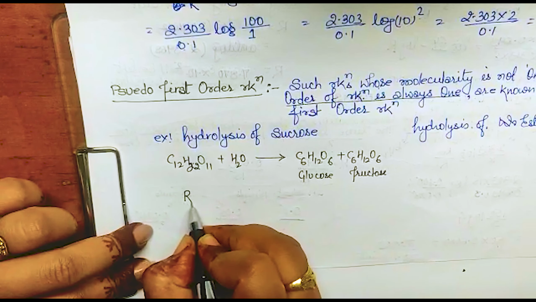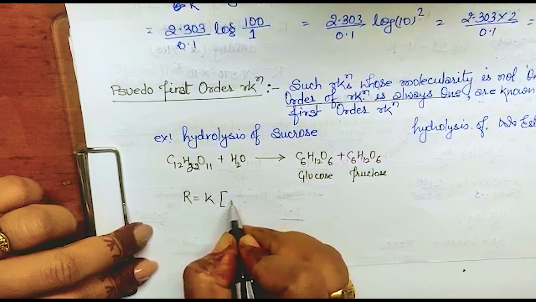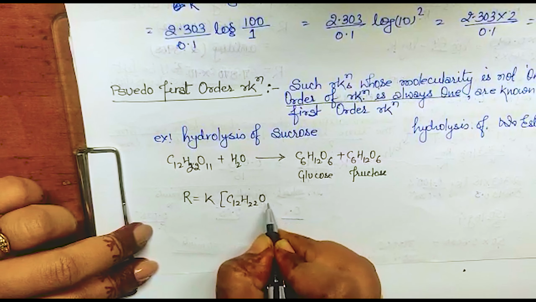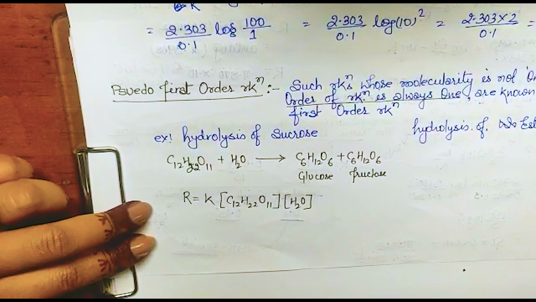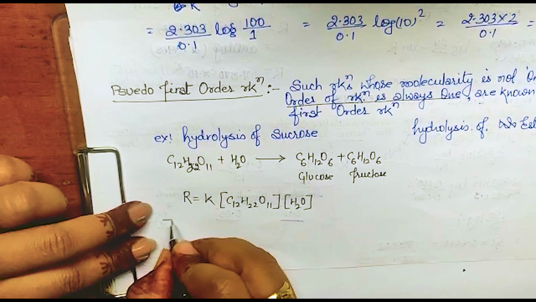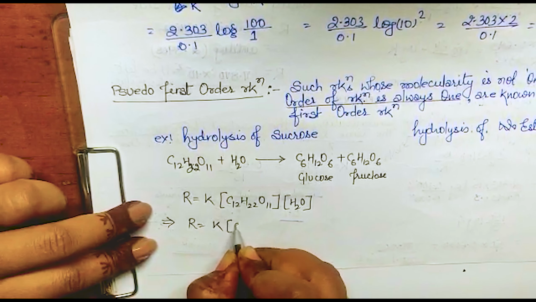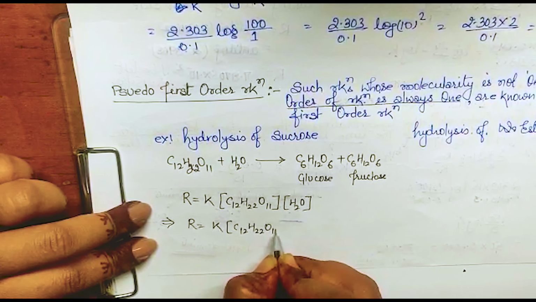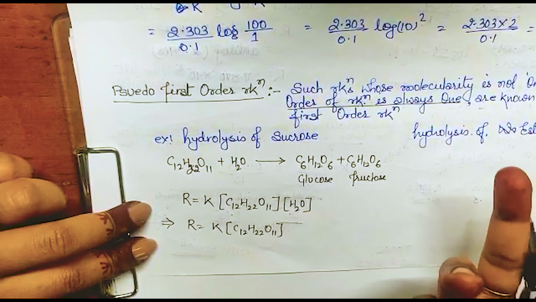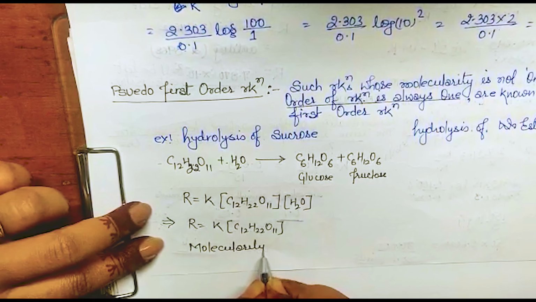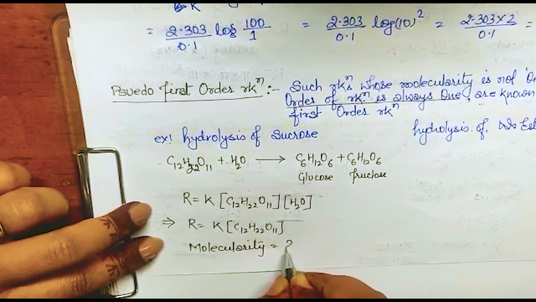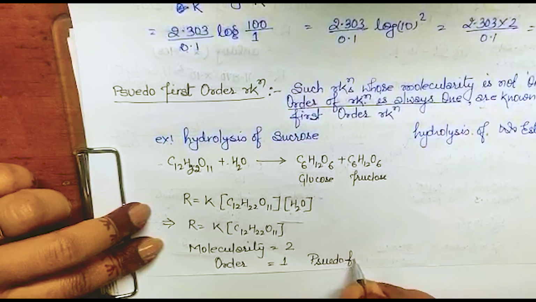Here, if we want to write the rate law equation, we will write C12H22O11 and water, isn't it? But listen, water concentration, pure liquid, we know that it is always 1. So finally R is equal to K C12H22O11, as the concentration of H2O is a constant. Got it? So here the molecularity is 1 and 1, 2. Molecularity of this reaction is 2, but the order of the reaction is 1. So that's why it is known as pseudo first order reaction.